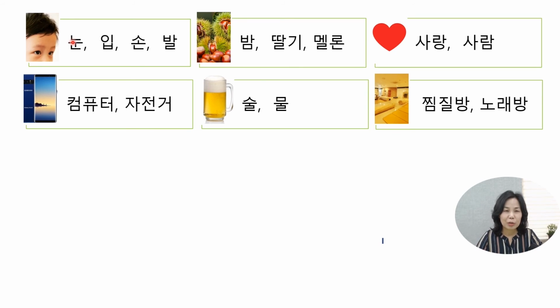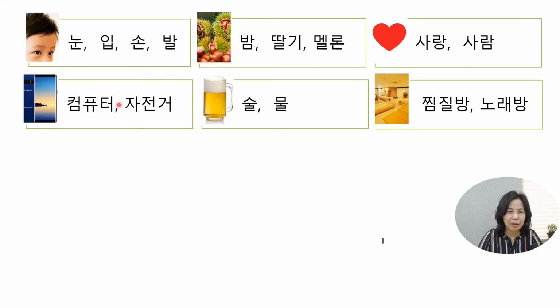Could you repeat after me? 눈, 입, 손, 발. And chestnut, 밤, 딸기, strawberry. And 사랑 is love, and 사람 is people. So love and people are almost the same. Interesting.